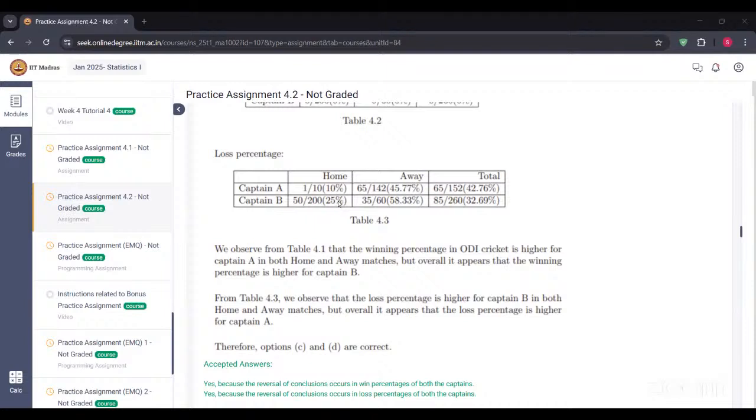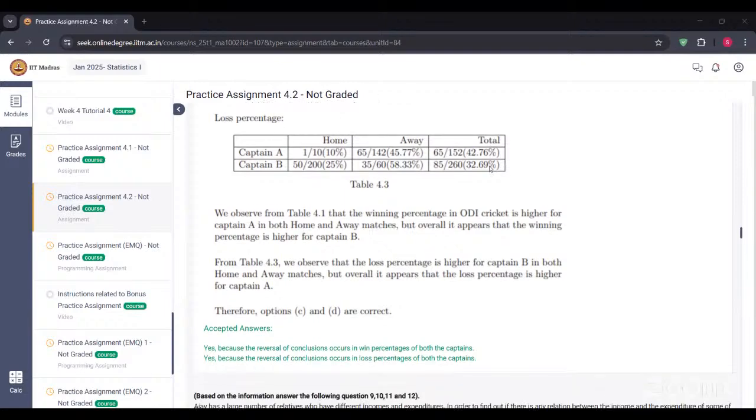Okay, so if we see here for Captain B, the loss percentage is highest, right? But in total, we see that Captain A is having the highest loss percentage, right? Since it's a reversal in different groups, we see that some other category has the highest value, but in total we see that the opposite group has the highest value. So that's Simpson's paradox, just the reversal, you can say that.